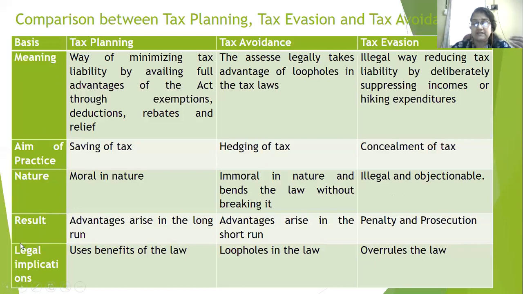Now, tax planning results in advantages which arise in the long run. You make a deposit in a bank, a 5-year term deposit. So at the end of the 5th year, you will get your money as well as your interest on it. So in the long run, it is purely beneficial. You invest your money in mutual funds. Immediately, you won't get any returns. But at the end of the term, you will definitely have a very huge amount, which has grown through high capital appreciation.